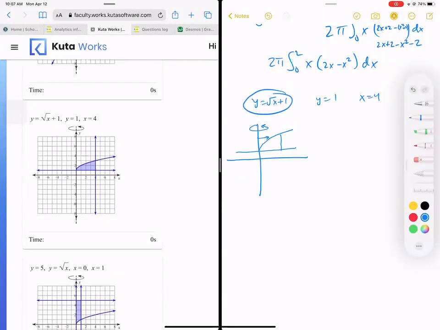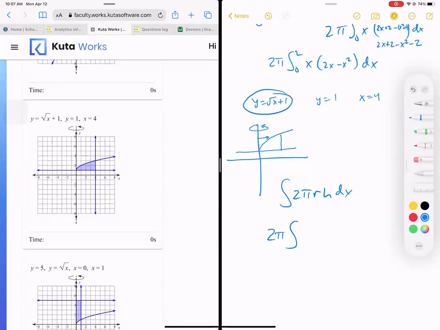And I don't want to do that, let's say. So it would be faster if I did my shell method. So here we go. Our shell method is 2 pi r h, right? That's the integral dx. We're going to give ourselves some space, 2 pi integral, and then we're going to figure out what my radius is.